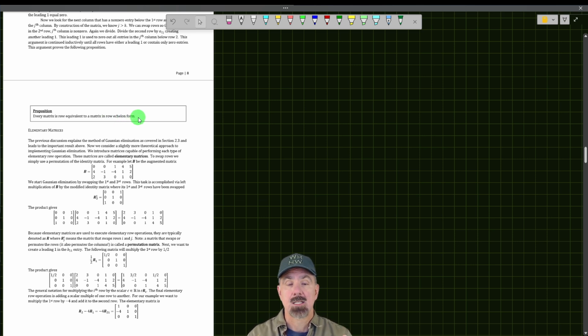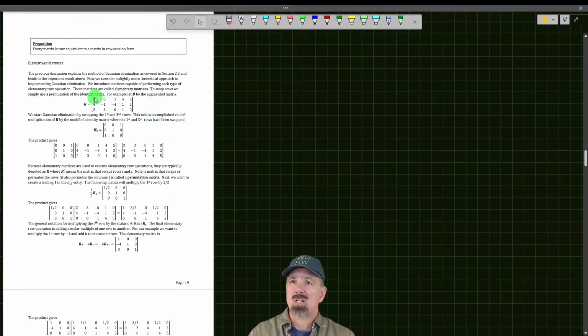And what that means is, no matter what matrix we are given, we can always apply Gaussian elimination to it, and we can always put it in row echelon form. And we'll see that that's also true for reduced row echelon form, which is a topic we'll talk about in a couple of weeks.